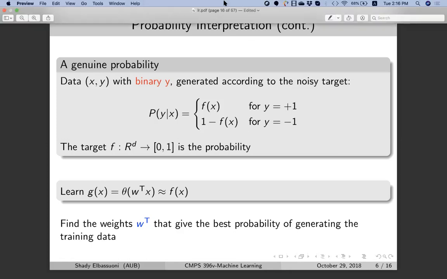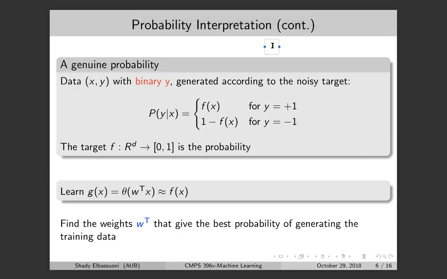Any questions about the interpretation? Okay, good. So just for now, we understand that we're looking at a probabilistic model.